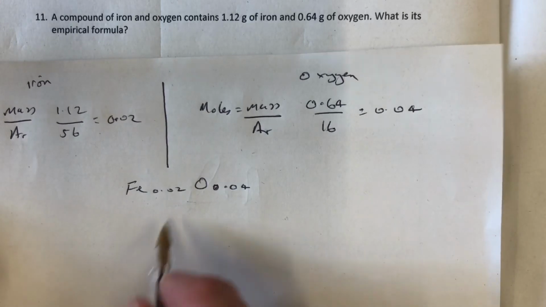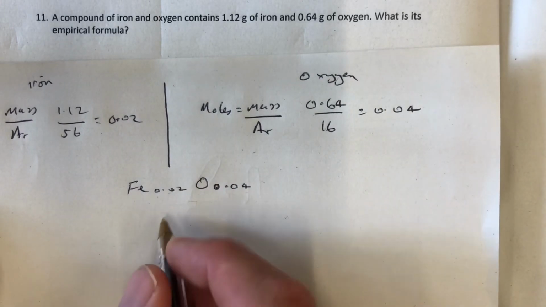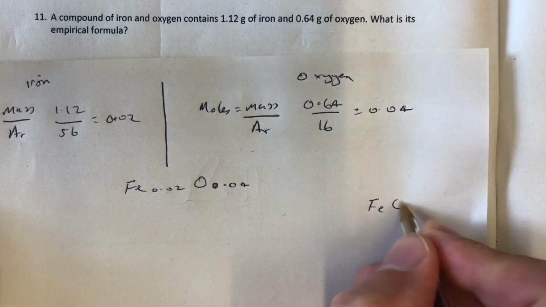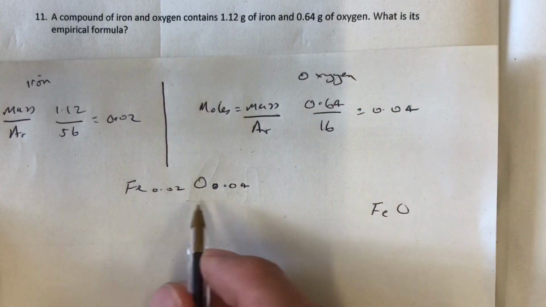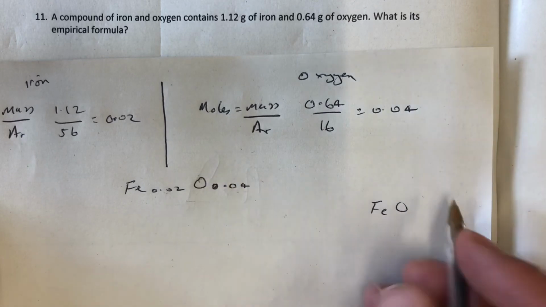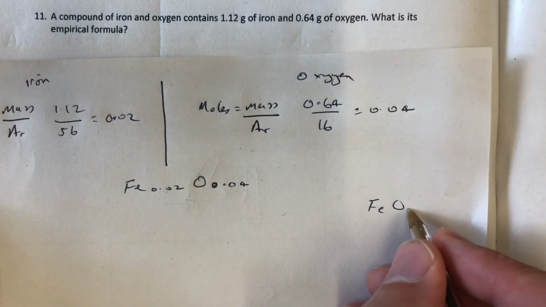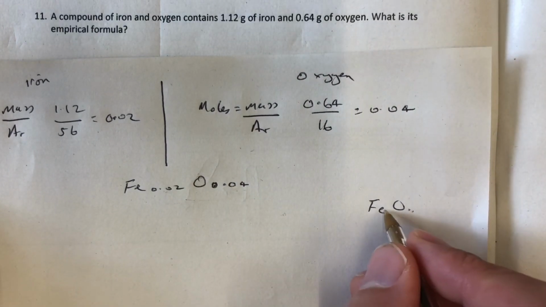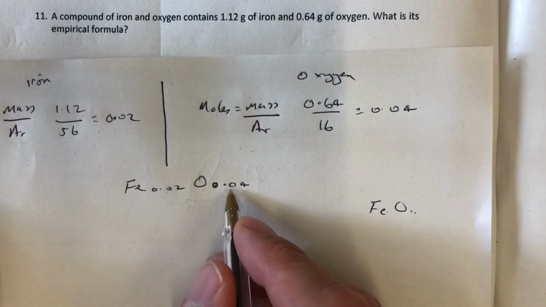To do that, ask yourself a couple of questions. Are these numbers the same? If they are, the answer will be FeO. They're not the same, so it's not FeO, because they're different. Second question, which is bigger? Answer, the oxygen is bigger. So the final answer has to have a number next to oxygen that is bigger than the number next to iron. Okay, that's important.